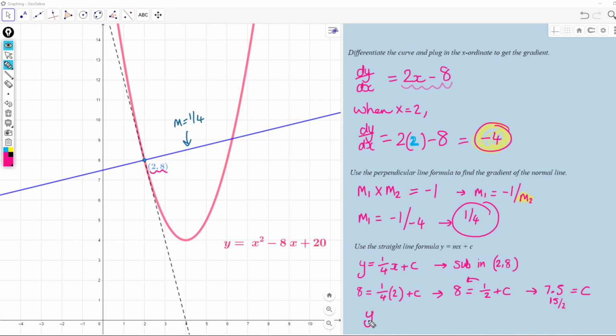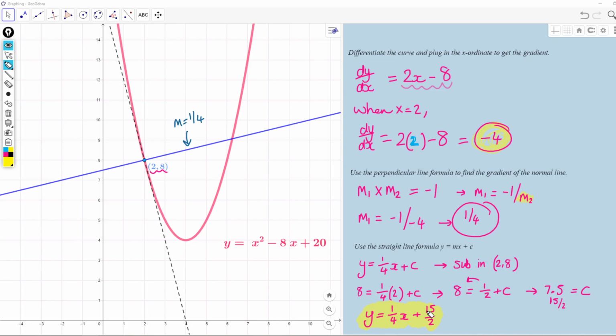Now, putting that back into the equation of the line, y equals mx plus c, I know that m is a quarter. I know that c is either 7.5 or 15 over 2. I'm going to write it as a fraction just for consistency. And then that's the whole equation. I did it. Congratulations to myself. Let's highlight it. There we go. Beautiful.